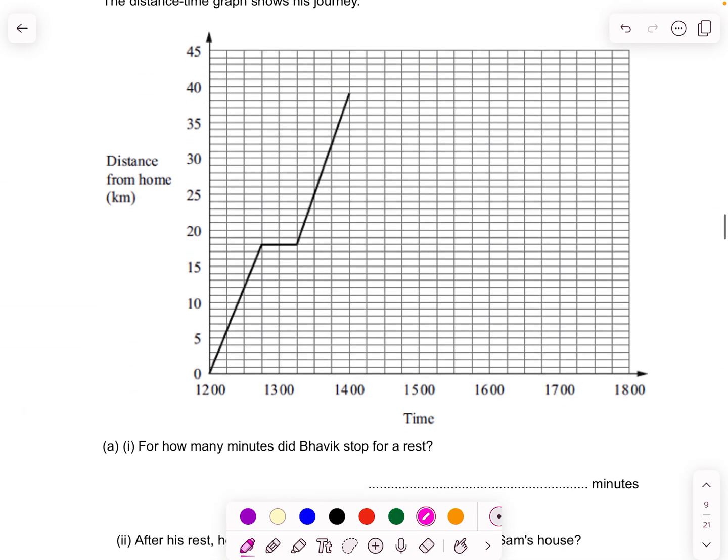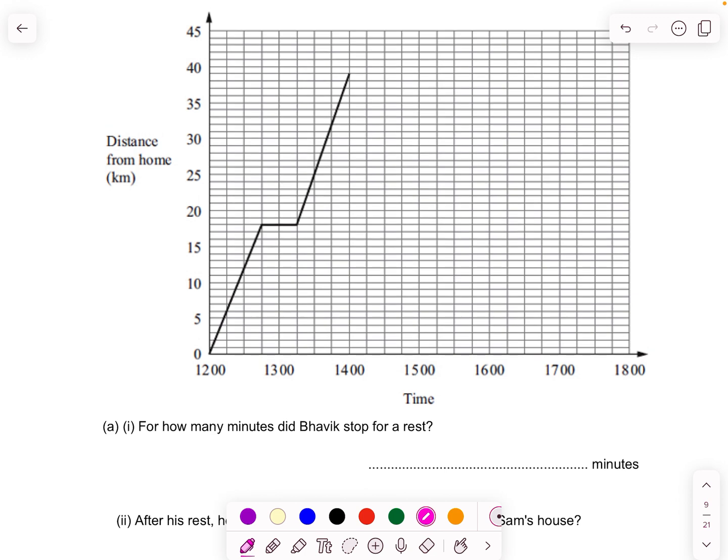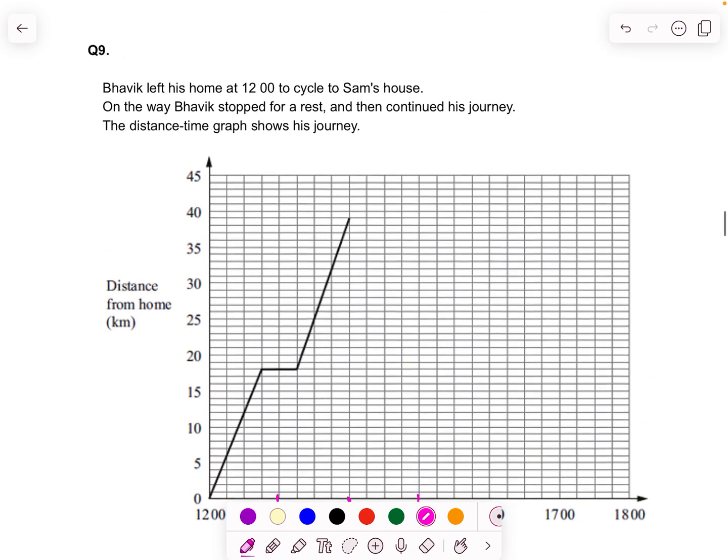Okay, this is a particularly nice one, although I have to admit, I didn't quite like the graph because it was hard to see where the times were. But I suppose there's 1, 2, 3, 4 in between each one. How many minutes, so this is Bavik.